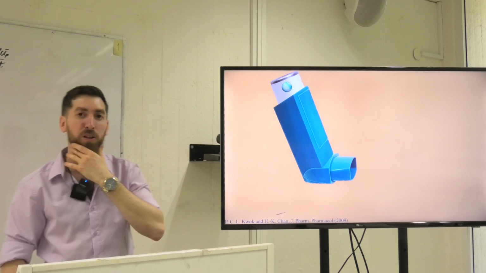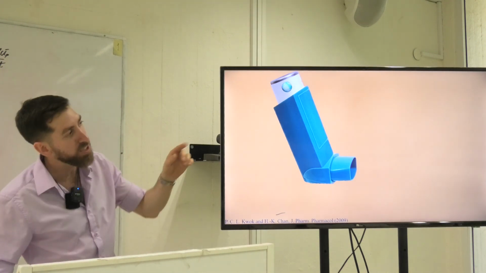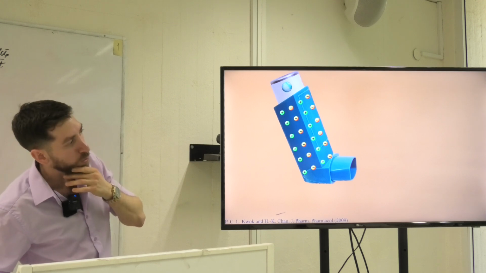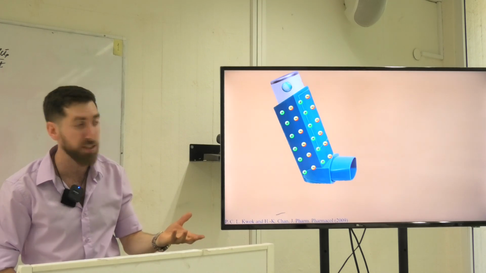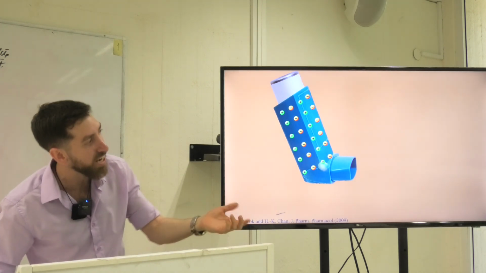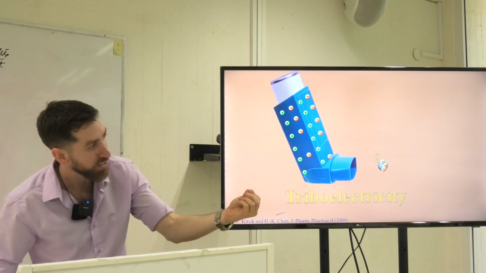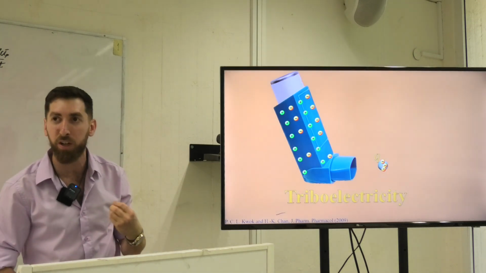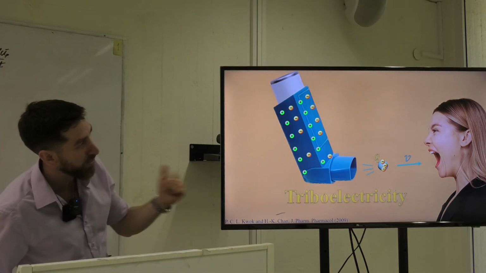So if we think about it, why would my aerosol accumulate any charge? The reason is a lot of friction, what's called triboelectricity. The inhaler is neutral, with balanced positive and negative charges, but when a particle gets outside of the inhaler, it accumulates charge. This phenomenon is called triboelectricity. And only then does the particle deposit within the human body.